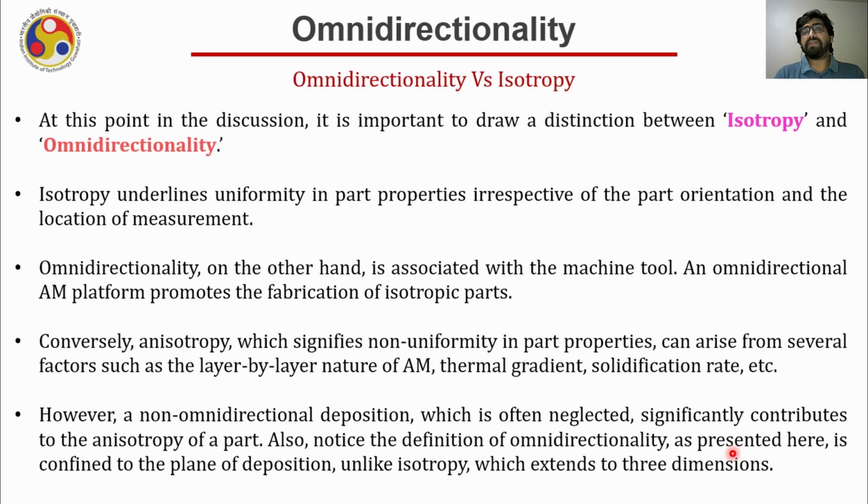Also, notice the definition of omnidirectionality as presented here is confined to the plane of deposition only. Unlike isotropy, where the property is measured in all three directions. So while further discussing omnidirectionality, we shall keep these points in mind and always focus that omnidirectionality is a property of the machine tool. It is a property of the setup. It is a property of the 3D printer, not the parts produced by it. The parts produced, if they have such issues, or they have varying material properties in different directions, are called isotropic or anisotropic parts.